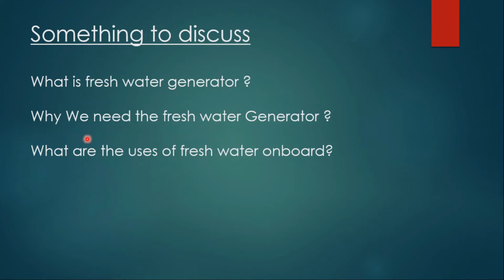Second is why we need the freshwater generator. We need a freshwater generator because we need freshwater on board a ship. Also, once there is a freshwater generator on board, we need to carry less freshwater, which consequently increases the cargo carrying capacity. It is also economically good because we are using the waste heat of an engine to produce the freshwater. Also we do not need to purchase any freshwater from the shore base. So because of all these things we need a freshwater generator.